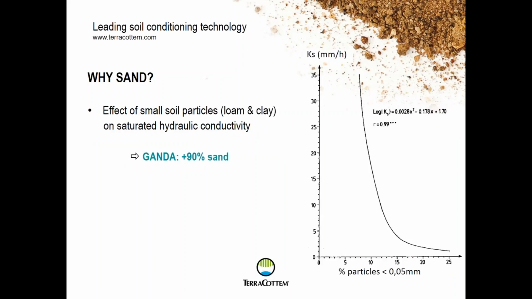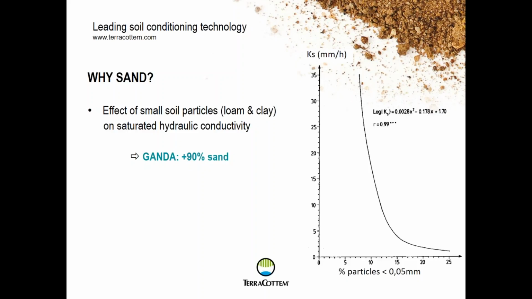This graph shows on the x-axis all particles that are non-sand particles, so basically clay and silt particles. And on the y-axis you see the Ks. The Ks is the saturated hydraulic conductivity. It's a rather technical term, but it's basically a value showing you how much water is transported through the top layer. So the more smaller particles, so the more non-sand particles, the lower this Ks value.